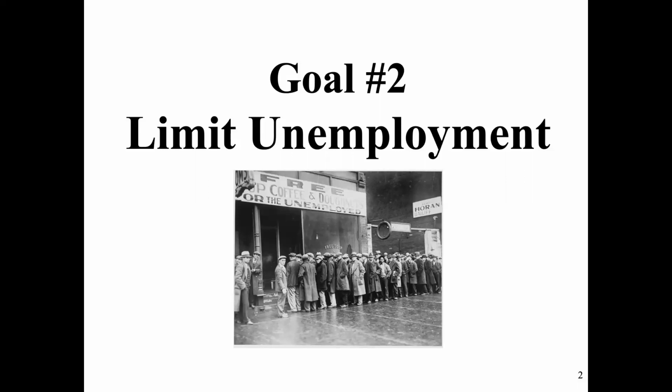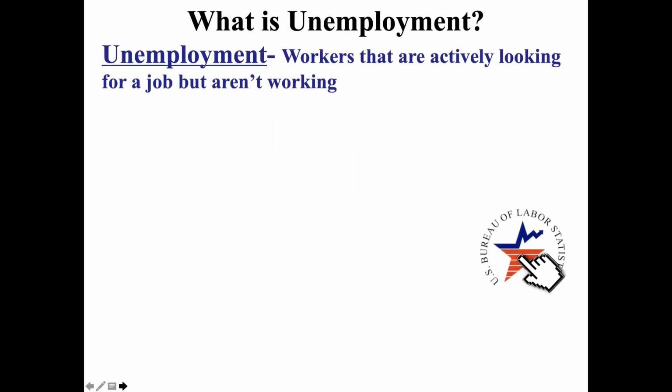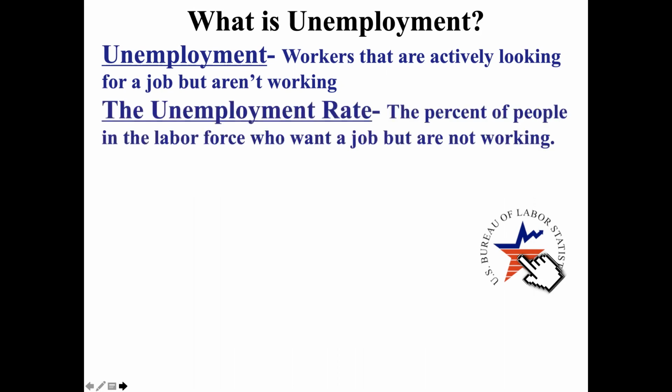Let's do some econ. We're in macro unit 2, and this lesson is about the second goal of macroeconomics, which is to limit unemployment. So what is unemployment? Well, workers that are actively looking for a job but aren't working. A lot of students are surprised by this. They think that anyone who's not working is considered unemployed, but it's actually folks who are actively looking for jobs and aren't able to find one.